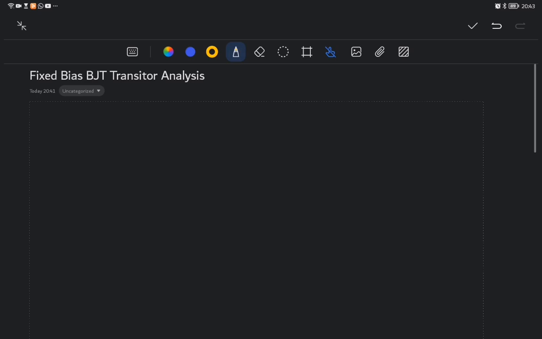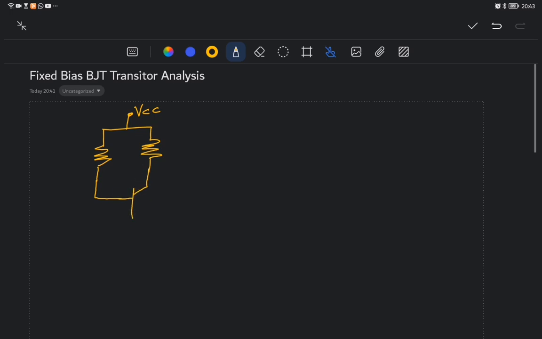So first of all, we need to be able to draw the fixed bias circuit, right? What you do first is draw the VCC section, with VCC on top. Then you must always have two resistors here, and also two resistors here. Very important. And then there you have your transistor inserted.